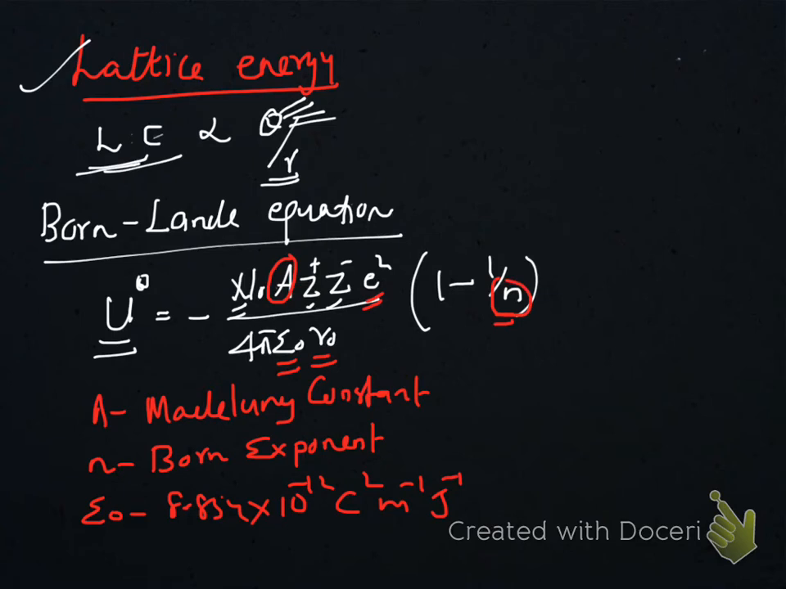They are characteristics of the geometry of the ionic crystal. It may be FCC, CCP or HCP. By varying the arrangement, this value can also change. These are dimensionless constants, characteristic of the crystal. A is the Madelung constant, n is the Born exponent. In problems, they will give the values of A and n. Epsilon 0, the permittivity of free space, is 8.854 into 10 raised to minus 12 coulomb square meter inverse joule inverse.